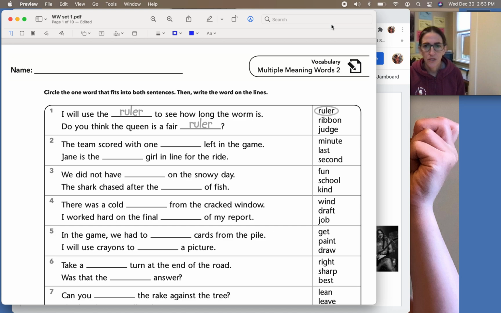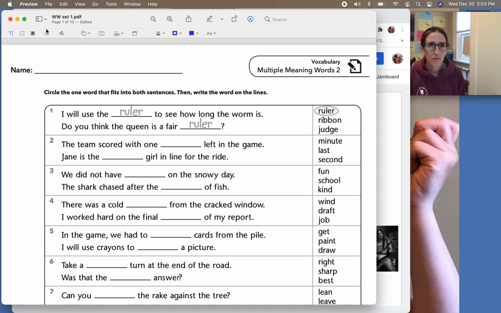And this is what your worksheet looks like. This is page 1. What you're going to do is circle the one word that fits into both sentences. Then write the word on the lines. So here's the example. You had the words ruler, ribbon, and judge. Which word will fit in both sentences? I will use the ruler to see how long the worm is. Makes sense. You could use it to measure something. Do you think the queen is a fair ruler? Also makes sense because a ruler could be a leader.